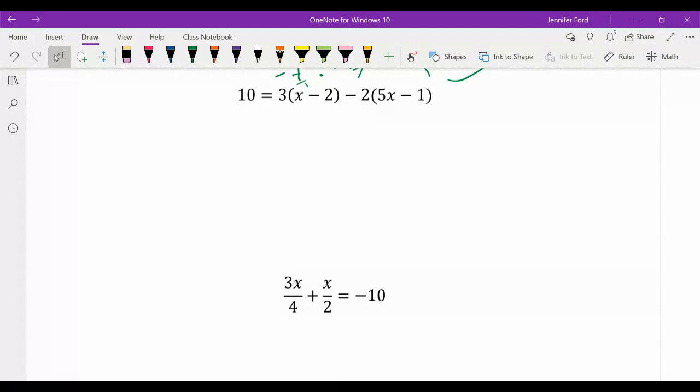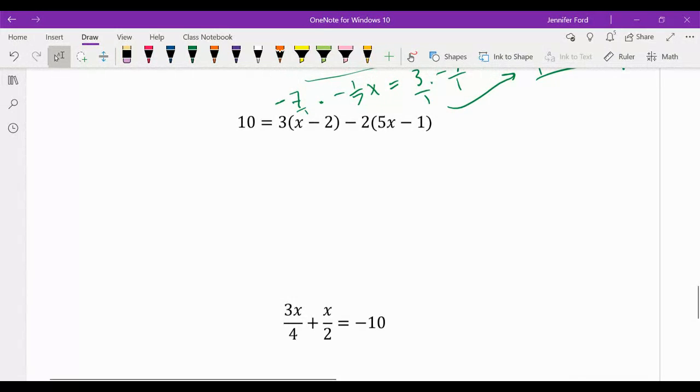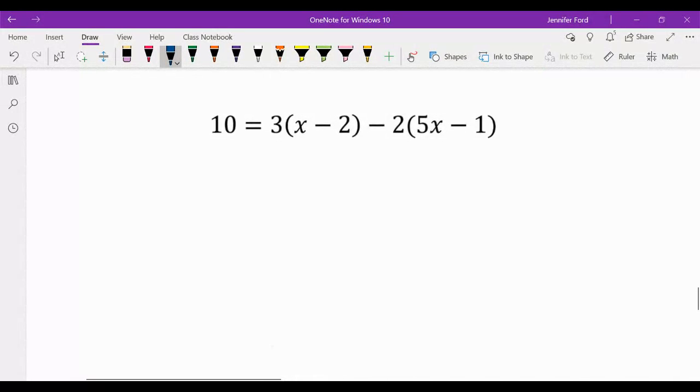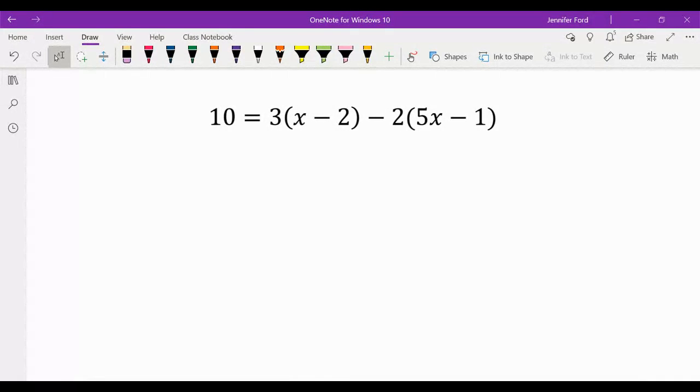All right. Try this one. 10 equals 3 times parentheses x minus 2 minus 2 times parentheses 5x minus 1. I think I'm actually going to give us a little space here. I'm going to erase some of that stuff. Go ahead and solve it on your own. Tell me what you got. And then we'll see how you did.